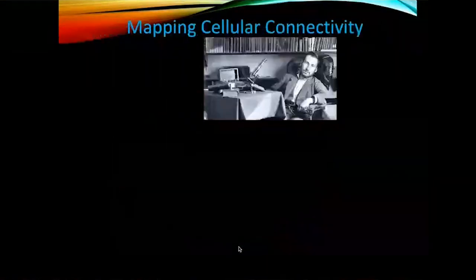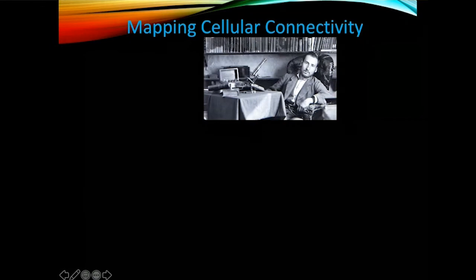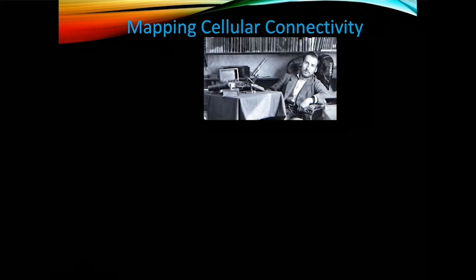Okay, so I can't take credit for this idea of mapping the connectivity between cells, but this man here can. He's possibly Spain's greatest scientist. This is Ramon y Cajal. He won the Nobel Prize, and here he is looking a little bit sad in his armchair because Ramon wanted to be an artist, but his parents wouldn't let him be an artist. They actually wanted him to be a scientist.